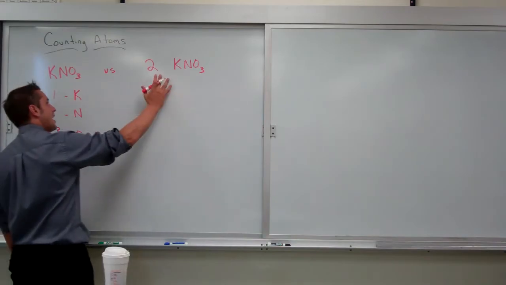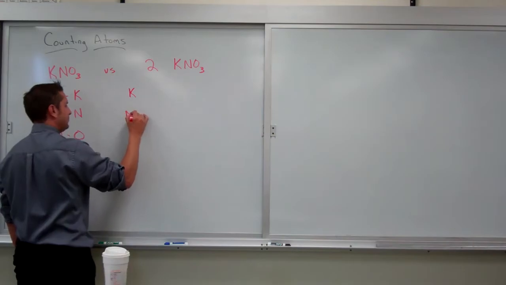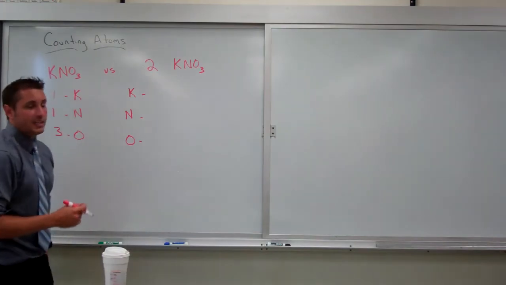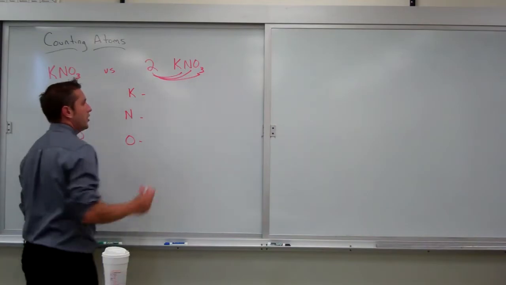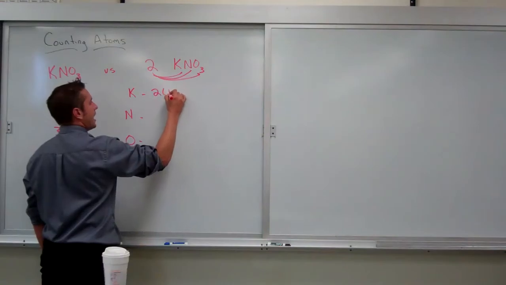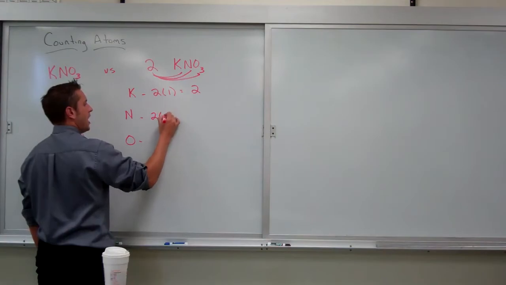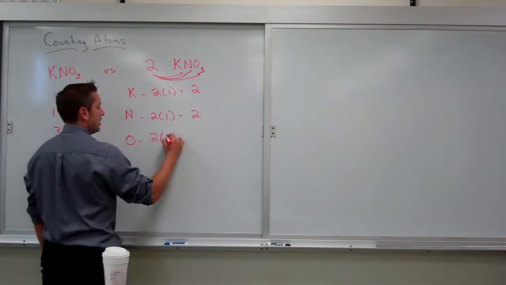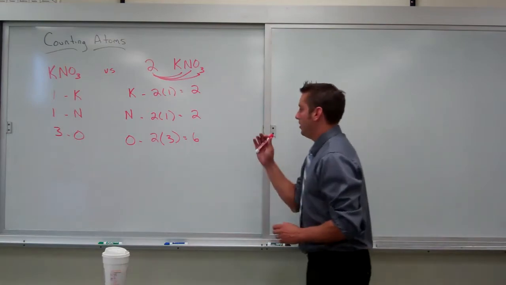If we were going to do the same thing with this coefficient in front, we would say, I still have K, N, and O. And the only difference is this coefficient distributes into those subscripts like it would in math class. So I have 2 times the 1 for potassium, so I have 2. I have 2 times the 1 for nitrogen, so I have 2. And I have 2 times the 3 of oxygen, which means I have 6 atoms of oxygen.